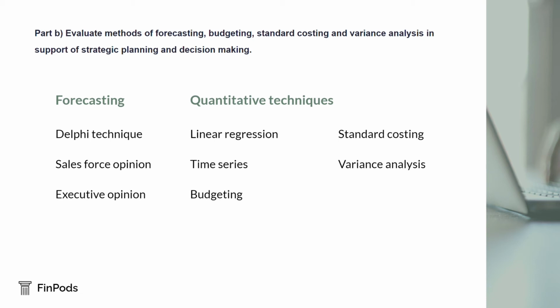Variances may occur for a number of reasons. One possible reason is that the budget itself was not realistic. However, there are many other reasons why variances may arise, including poor staff performance, changes in market conditions, or process inefficiencies.